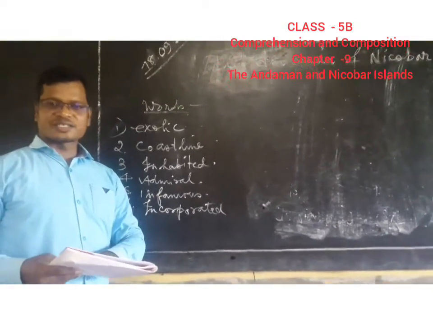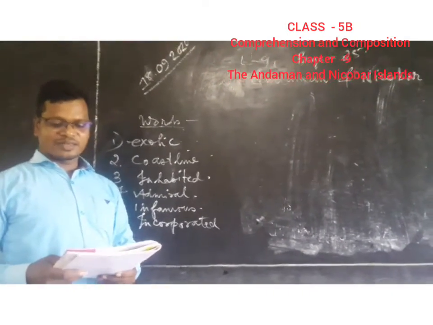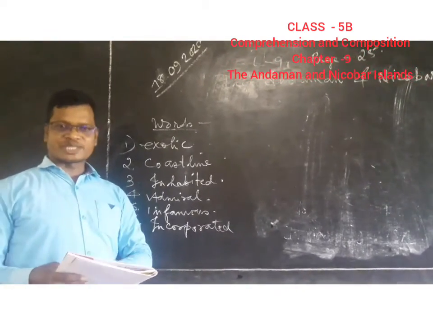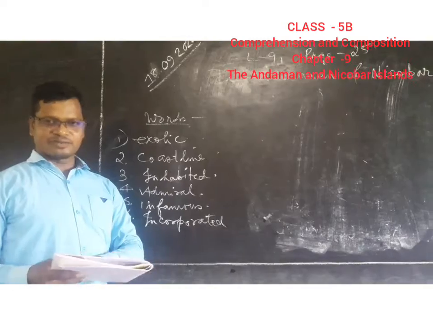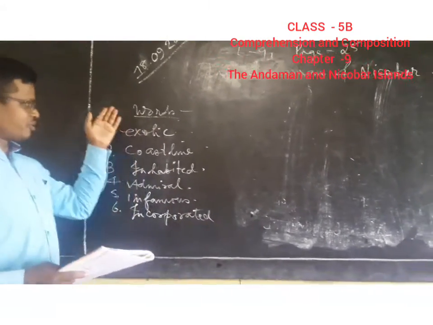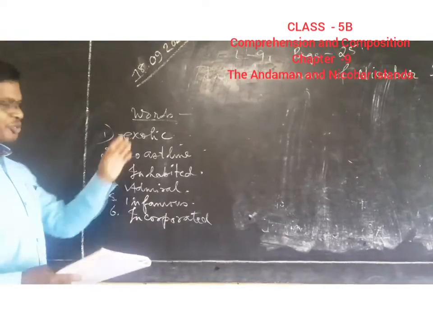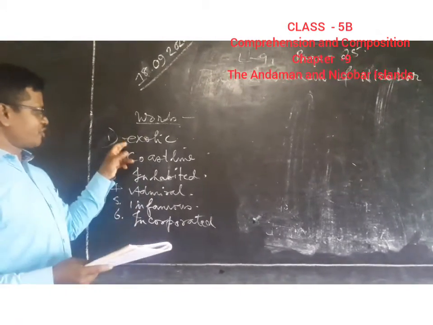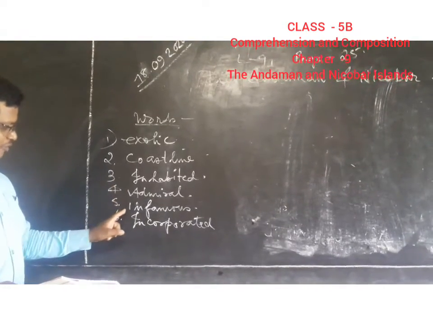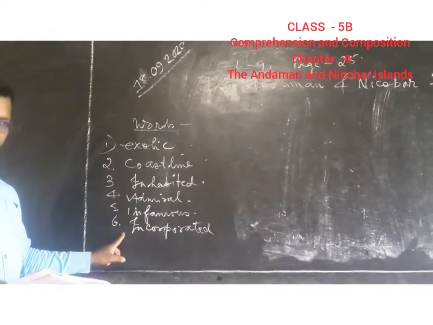Today we are going to start lesson number 9, Andaman and Nicobar Islands, page number 25. Before we start reading the passage that is given there, I would like to tell you the meaning of these words, or you may write them down in the copy. The first one, exotic, then coastline, inhabited, admiral, famous, and incorporated.